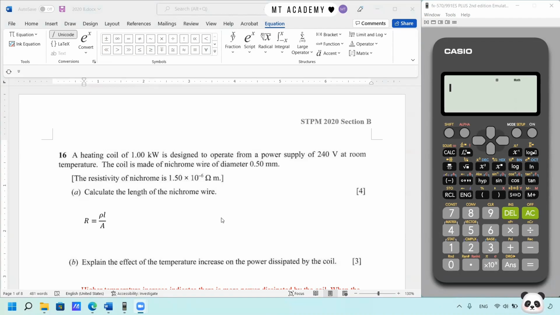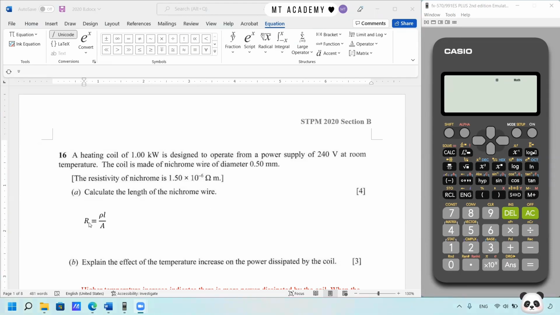Good day. This video will continue to discuss the STPM passage in 2020, Section B. A heating coil of 1 kilowatt is designed to operate from a power supply of 240 volt at room temperature. The coil is made of nickel wire of diameter 0.5 millimeter. The resistivity is given here, so calculate the length of the nickel wire.